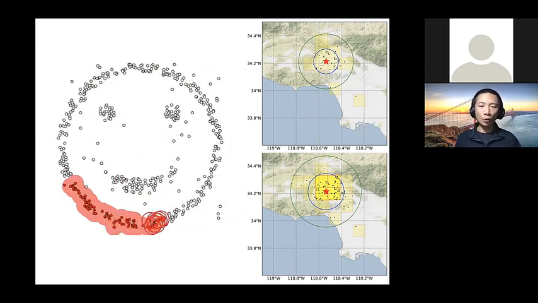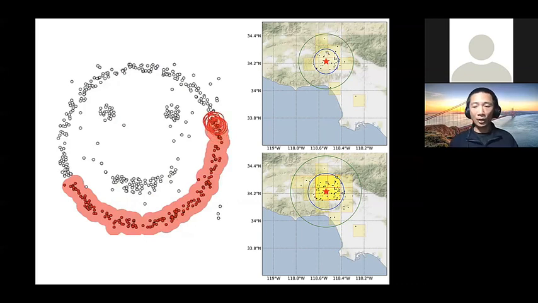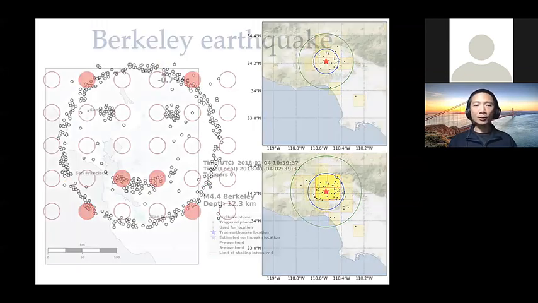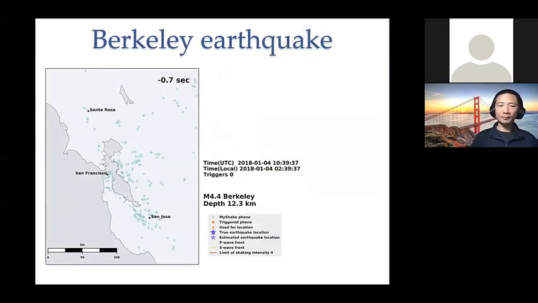If you want to know more about the details, we have a paper published earlier this year with more description of this algorithm. Let me know if you want to discuss more afterwards. So basically, this is the way we can confirm an earthquake.